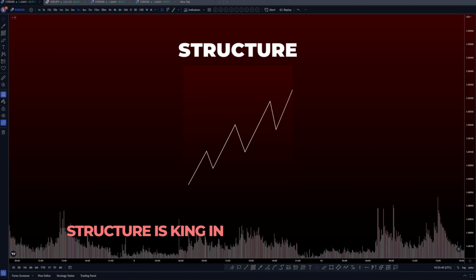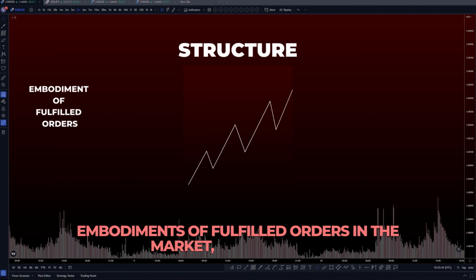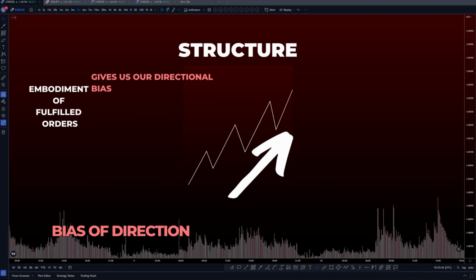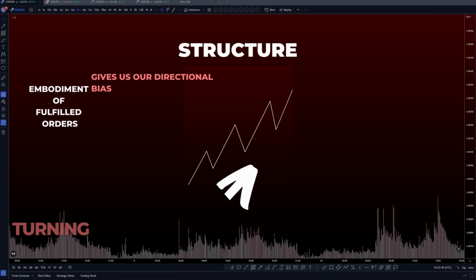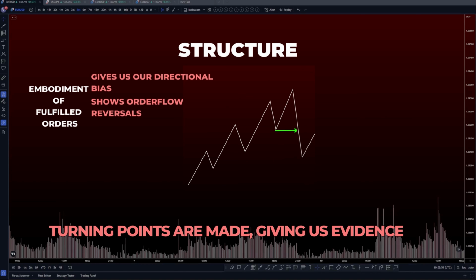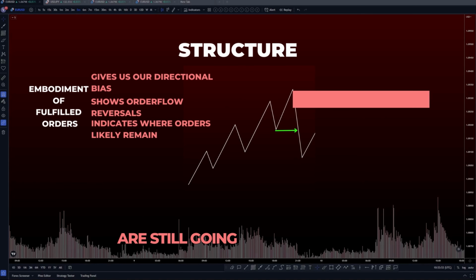Structure is king in many strategies, as it's literally the embodiment of fulfilled orders in the market, giving us our bias of direction and also allowing us to see where turning points are made, giving us evidence of where orders are still going to be situated.